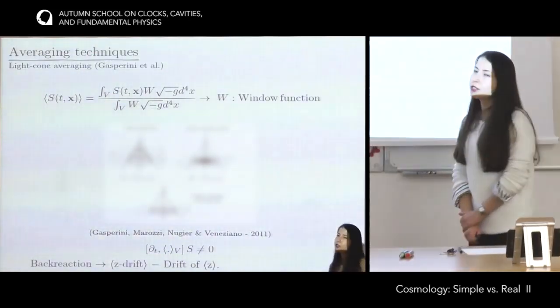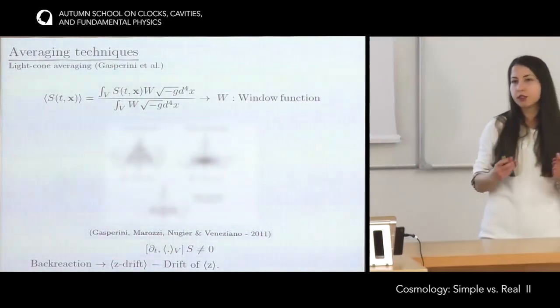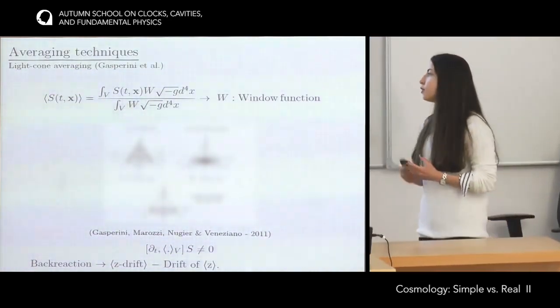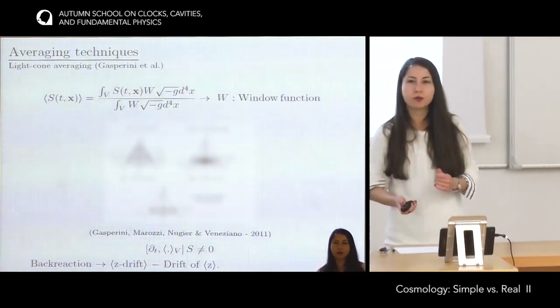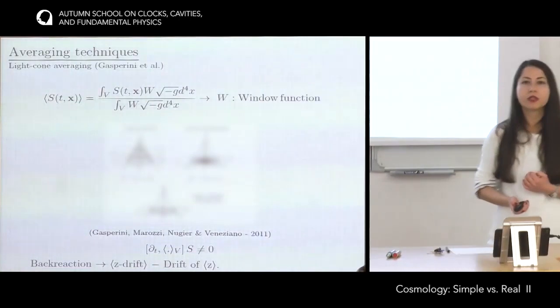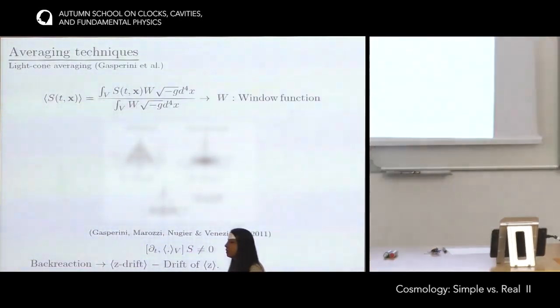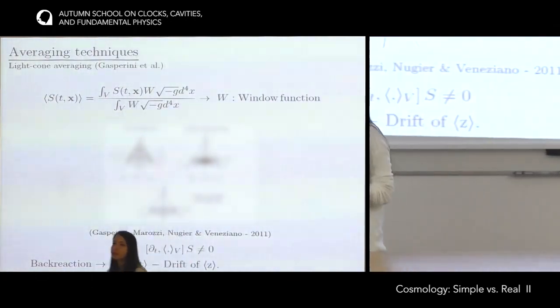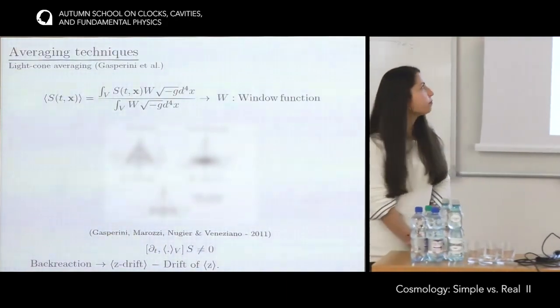And here, the back reaction shows up as a difference between the average of the redshift drift and the drift of the average redshifts that you observe on your past light cone. So then again, you can have an effective term that gives you this accelerated expansion phenomena.